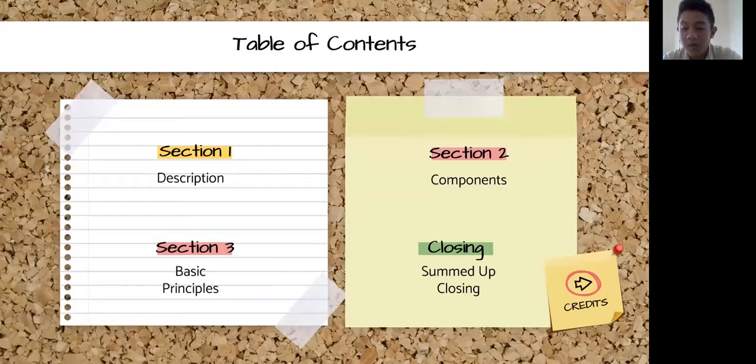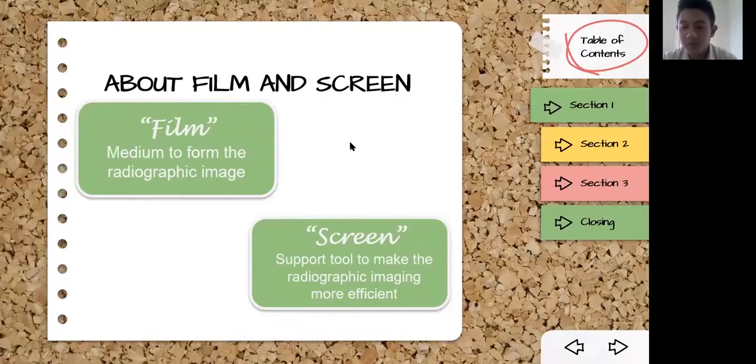Before we talk about the film screen system, we need to know the definition and function of film and screen in radiographic imaging. Let's start with the definition of film. Film is a medium to transfer the information from the patient to the radiologist. The radiographic image is formed here, precisely in the film emulsion. There are many types of films, such as the direct exposure film and the screen film type.